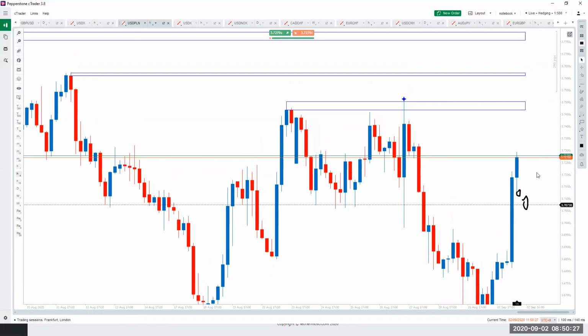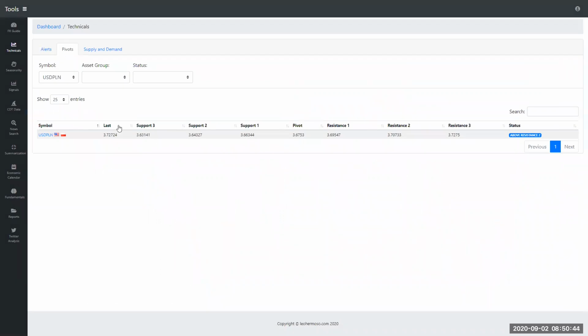Okay, so the idea is not to give you signals, is not to be a signal provider, but to provide you intelligence tools that you can take your own decisions and aggregate this to your trading strategies. Let's take a look to the other side.